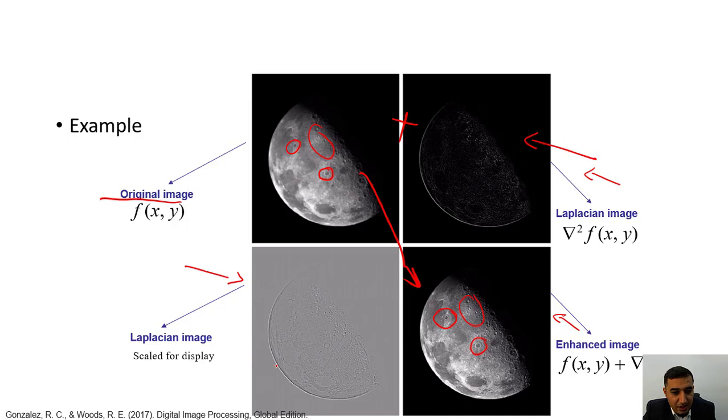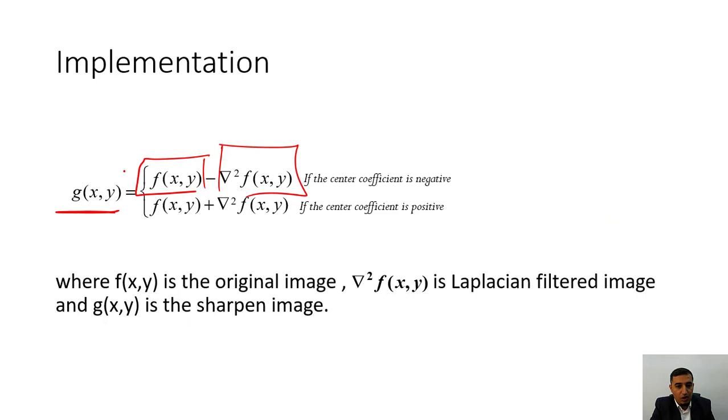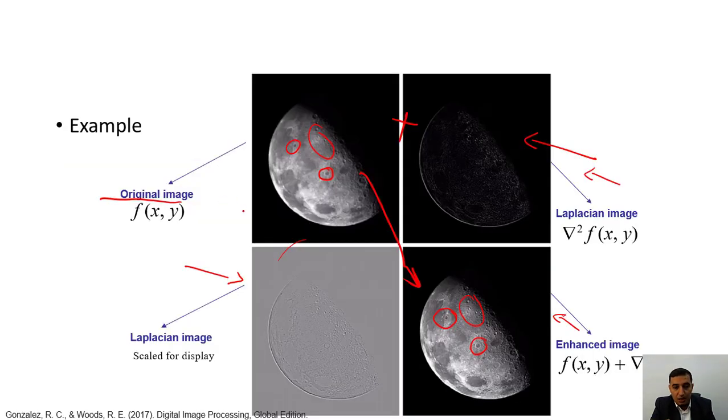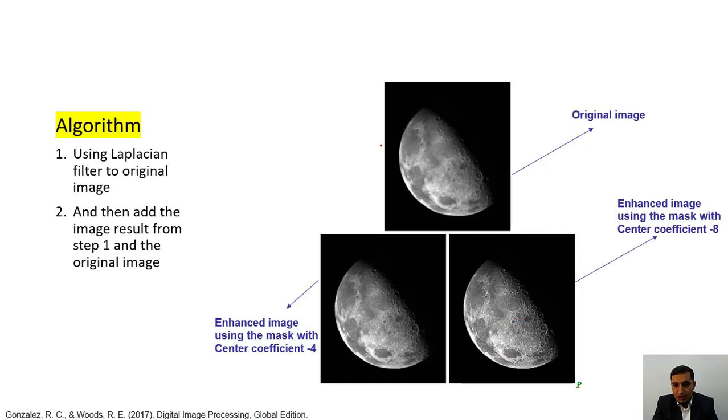Okay, of course this is the scaled display. It was here from 0 to 255, here we scaled it, we gave the lowest value the same intensity, and we showed the pixels. So here you can see the details which are going to be applied to the image. So basically your output image is the summation of the original image plus the sharpened image. So this is your original image, this is your enhanced image using mask 4 minus 4, this is your enhanced image using mask 8.